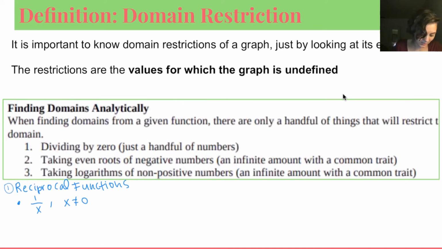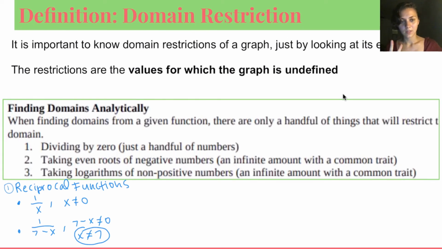And it's really similar if I were to make this slightly more complicated, like 1 over 7 minus x. Then I know that 7 minus x cannot equal 0, so x cannot equal 7. So x does not equal 7 would be the domain restriction there. Alright.